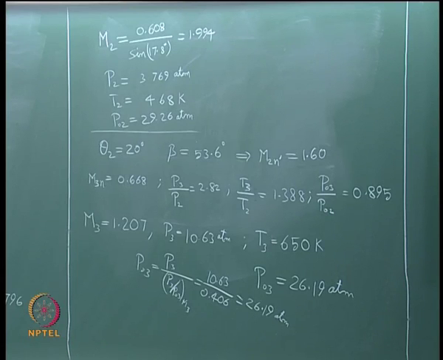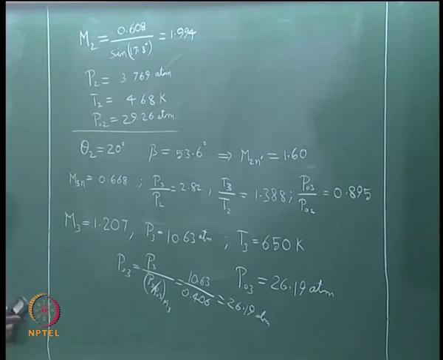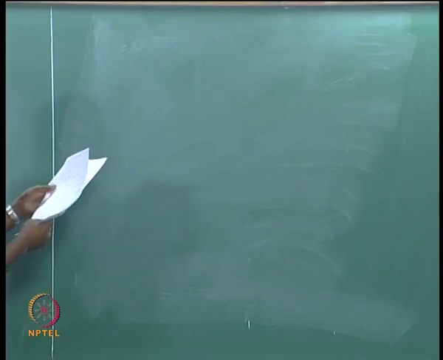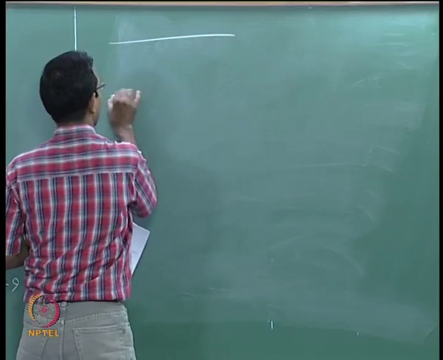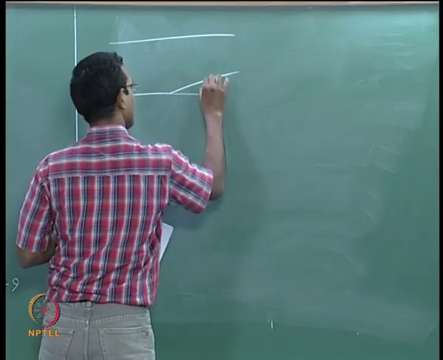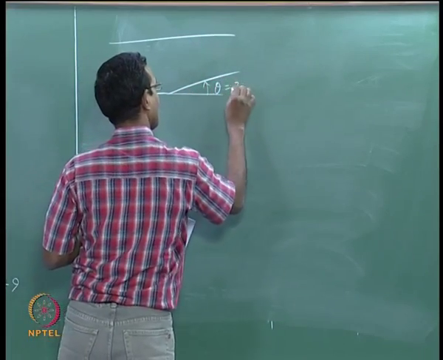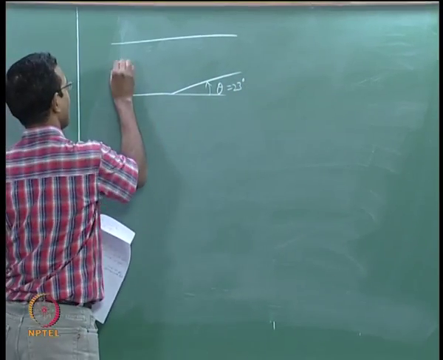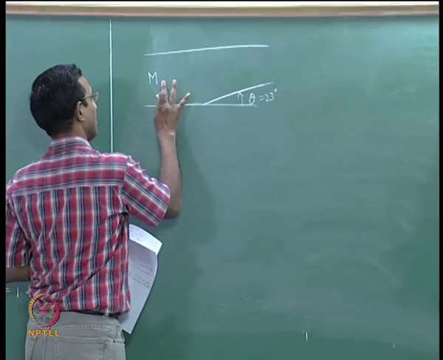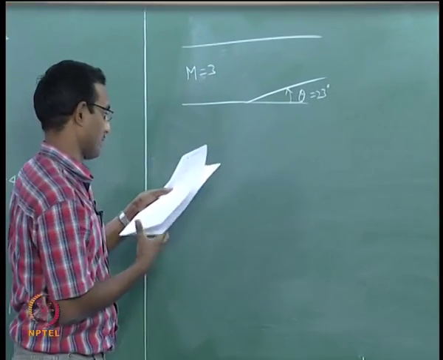We have around a few more minutes. I will just give you an example where things go wrong. Let us say I will pick a similar configuration. I am putting theta equal to 23 degrees now, the same M equal to 3, same problem.